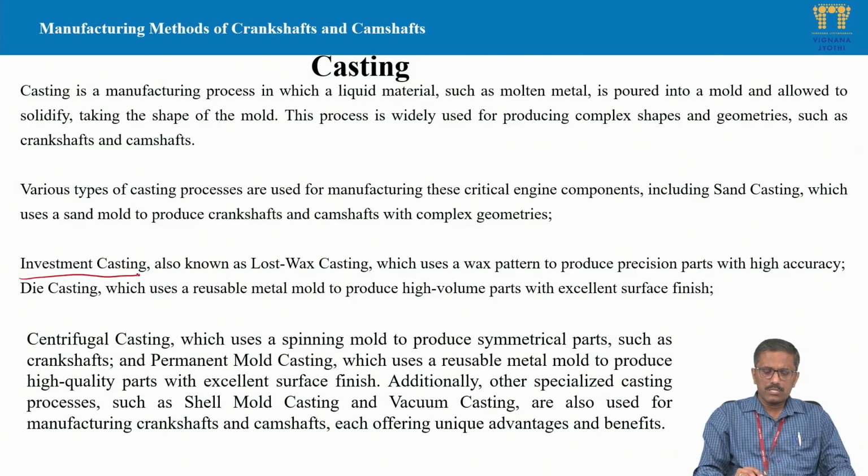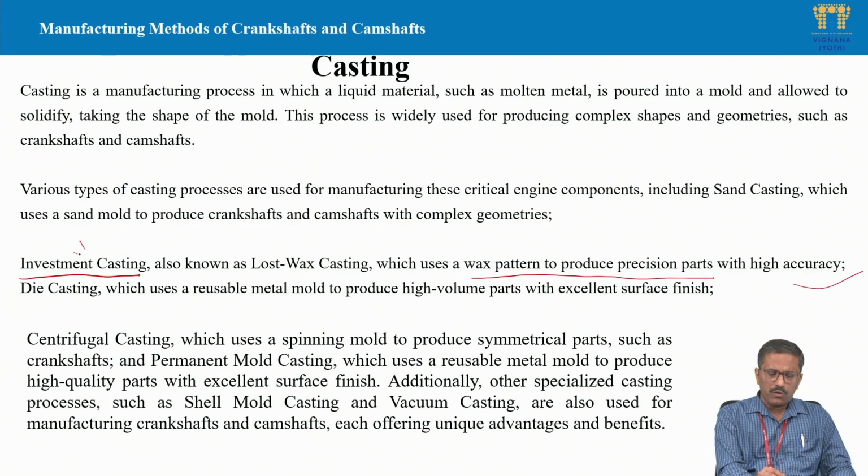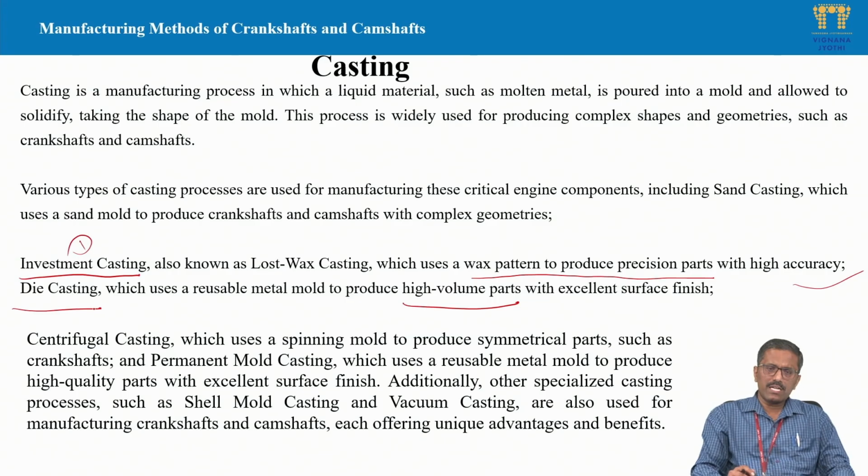This method is also known as lost wax casting, where wax is used as a pattern to produce precision parts with high accuracy. We use investment casting only for small size components, that is, a small size crankshaft or camshaft. If you want larger size and high volume products, then we go for die casting, where the die is made of metal. Again the process is the same: we pour the molten metal into the die and allow it to solidify. After solidification we extract the component, and here we get a good surface finish.